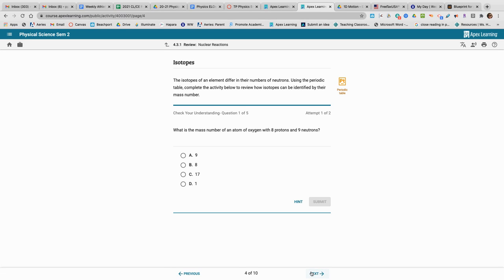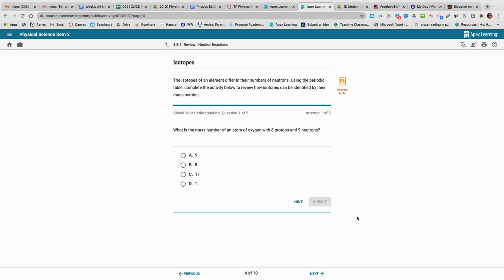Now, isotopes. Isotopes are different versions of the same element, right? Isotopes have the same atomic number, they just have a different number of neutrons, which makes their mass different. So for example, there are 3 different common isotopes of hydrogen: hydrogen 1, hydrogen 2, hydrogen 3. Hydrogen 1, 2, and 3 all have 1 proton. That's what identifies them as hydrogen. But hydrogen 1 has no neutrons. Hydrogen 2 has 1 neutron, and hydrogen 3 has 2 neutrons.